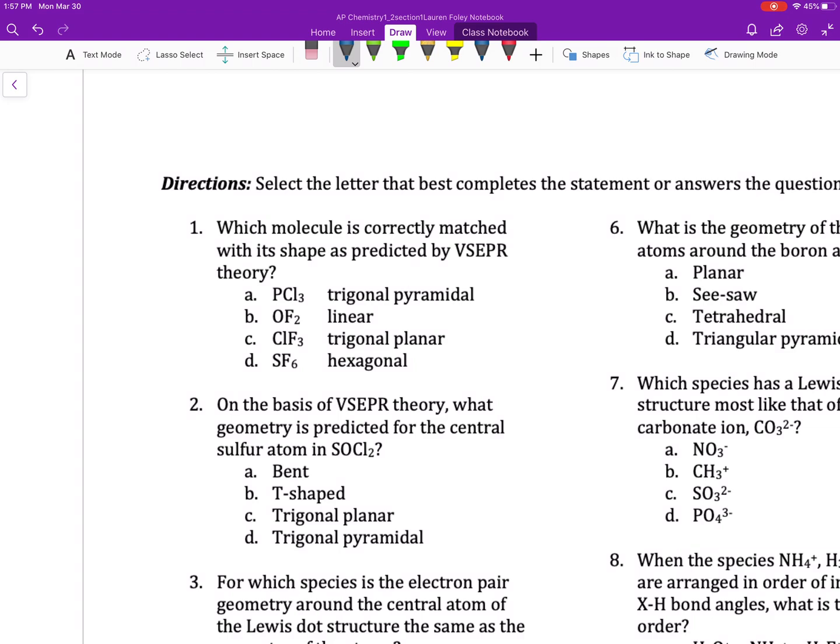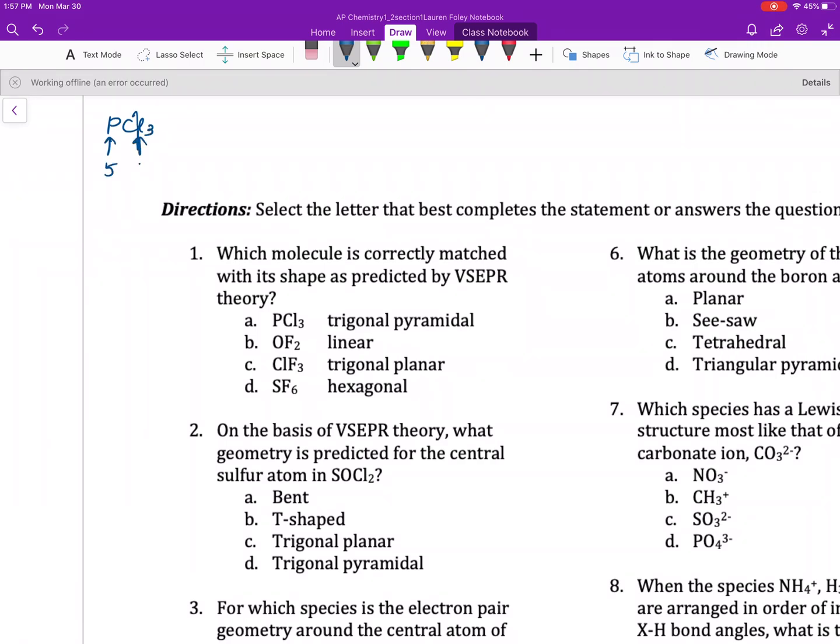So this PCl3, phosphorus has 5 valence electrons. Each chlorine has 7, times 3 is 21. So our picture is going to have 26 electrons in it. We start by putting the phosphorus in the center, and we put the chlorines around it. We start by connecting everybody with single bonds. So that's 6 electrons. I put 18 more electrons in. So 6 plus 18 is 24. I have 2 more electrons, and they're going to go on the phosphorus.